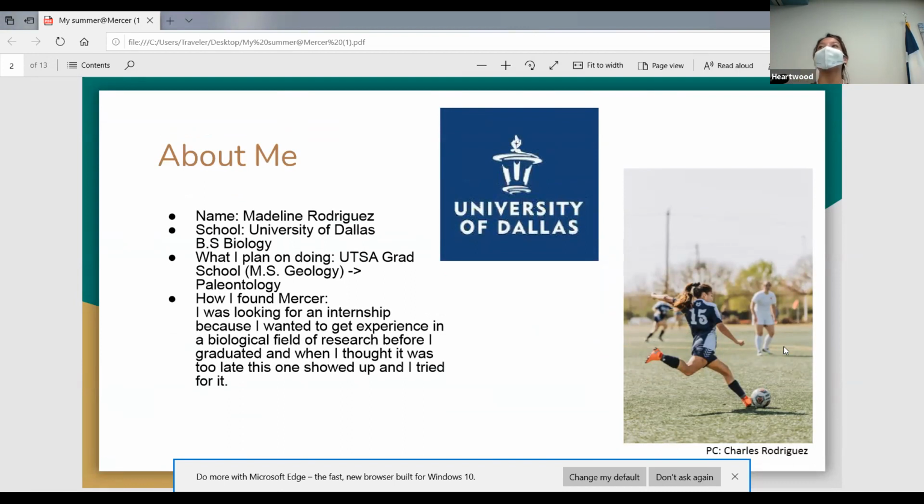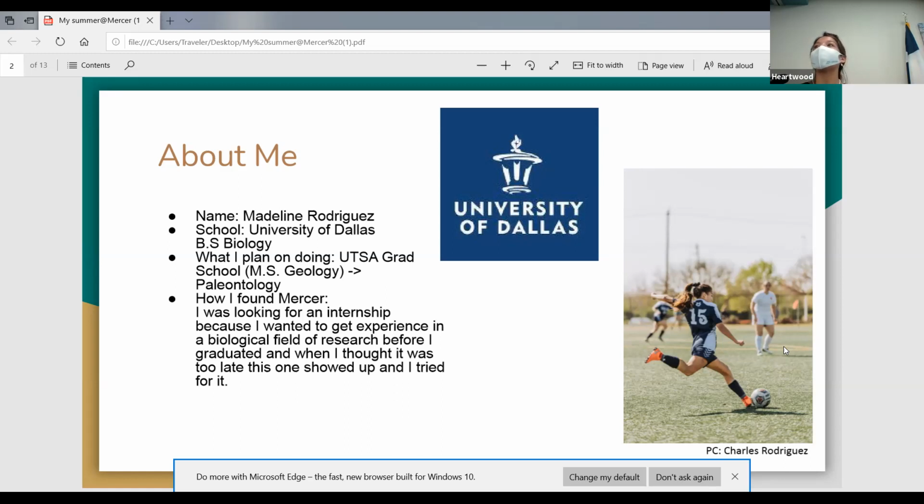I hope to attend UTSA grad school and pursue an MS in geology and specialize in paleontology. The specific branch is still up for grabs, but paleobotany has been a contender since high school.